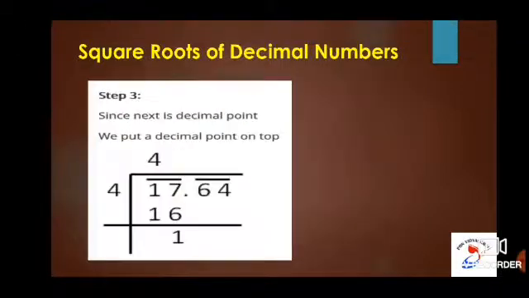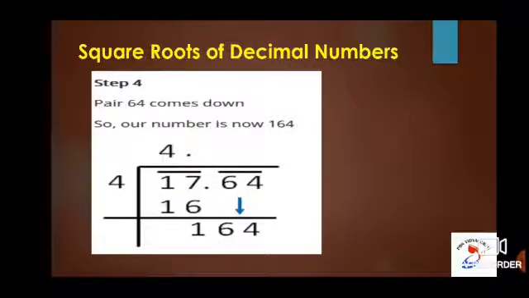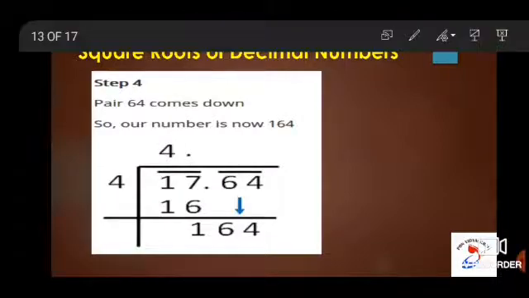So in the next step, what you have to do is, next there is a decimal point, so we have to put the decimal point on the top. So this will become 4 point. Now we have to bring the next set of numbers down. So our number now will be 164.